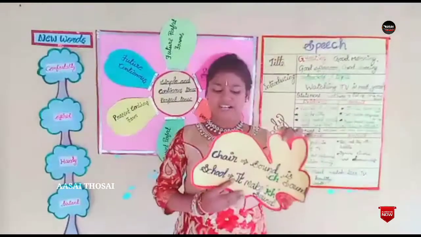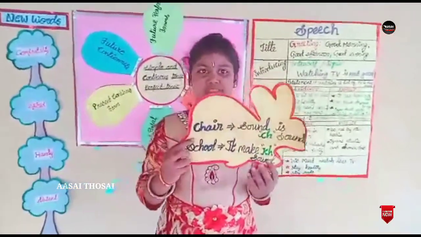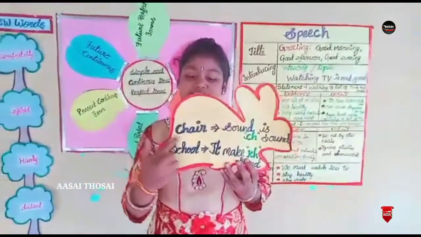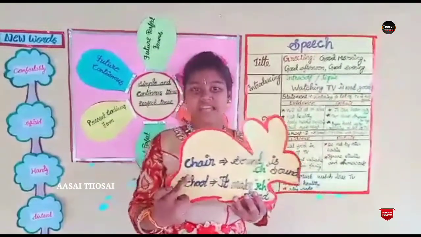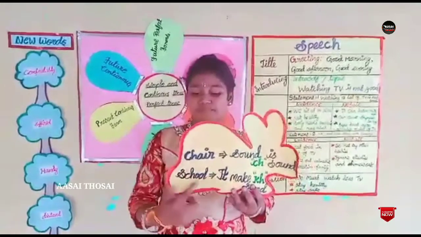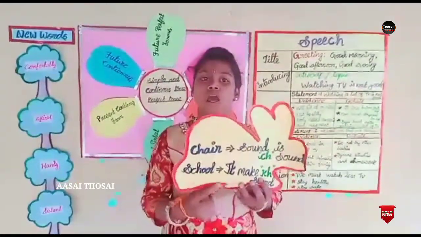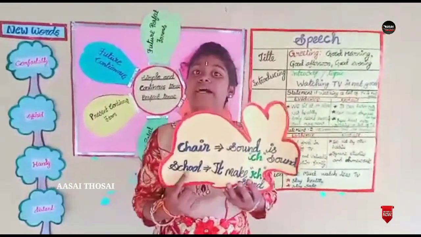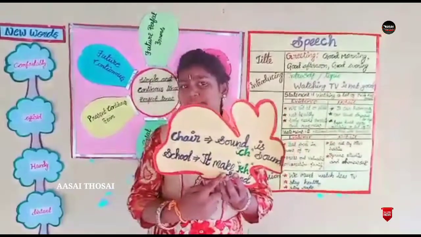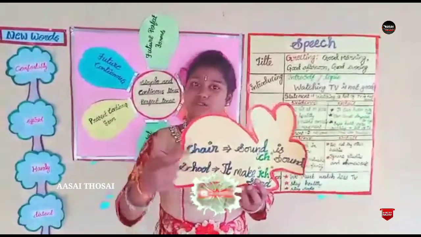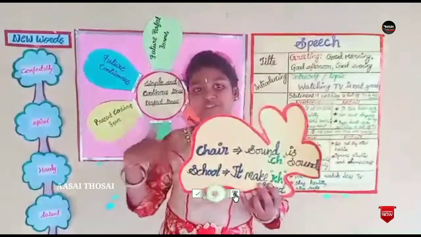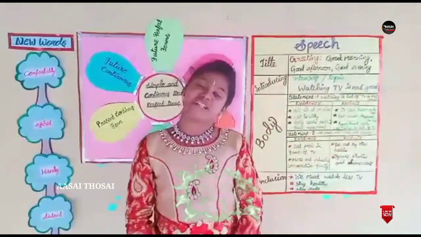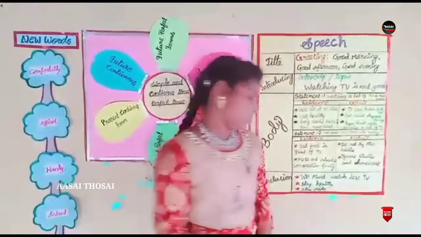See children, please read these 2 words. Chair. It makes ch sound. Now, school. K sound. Here only it makes k sound. See, these 2 are the same ch, but it makes a different sound. Today you are going to learn different sounds of this.